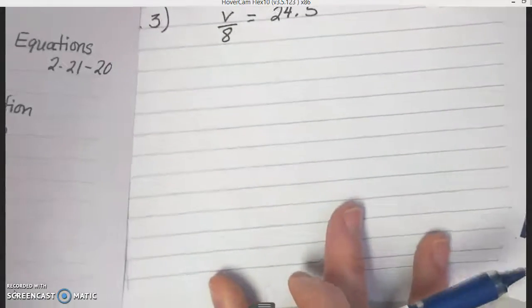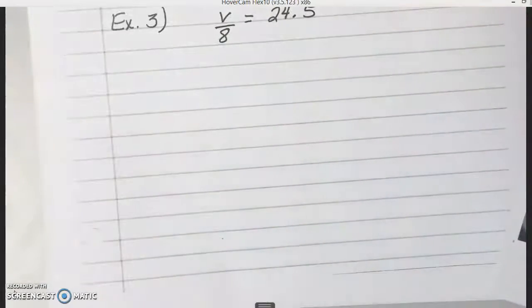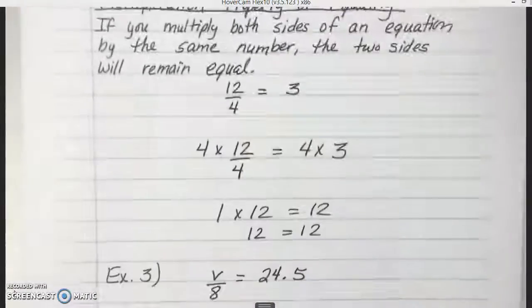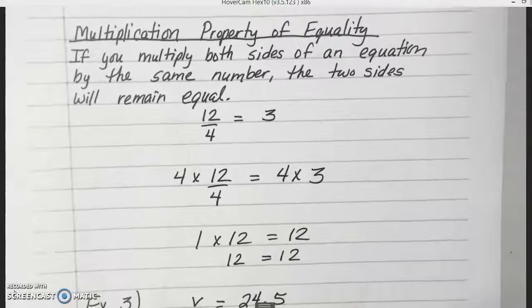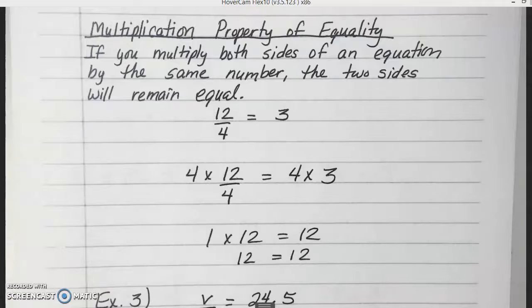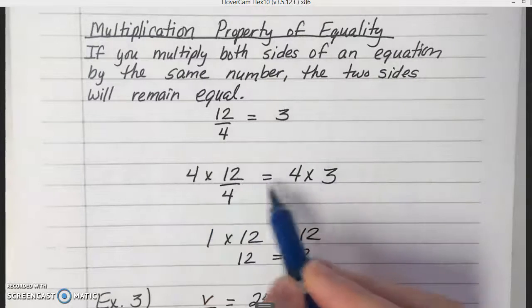Alright, so now, that was the division property of equality. Now let's look at the multiplication property of equality. So go ahead, I'm going to pause it so you can write that down. Alright, so the multiplication property of equality says that if you multiply both sides of an equation by the same number, the two sides will remain equal. So we have 12 fourths is equal to 3. So we're going to use the multiplication property of equality here. So we're going to multiply each side by 4.